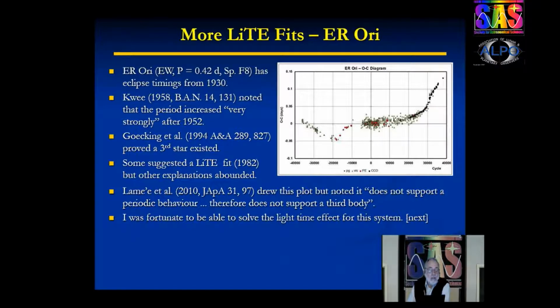Cui himself, back in 1958, noted the period increased very strongly after 1952. I don't have a date on this, I'm afraid. I presume that's the bottom of the first dip there. Geeking, probably not the right pronunciation, back in 1994 proved that there was a third star. Some people suggest a light time effect, 1982, but there are other explanations. Lame back in 2010, in the Japanese Journal on Astrophysics and Astronomy, drew this plot that noted it does not support periodic behavior, therefore it doesn't support a third body.